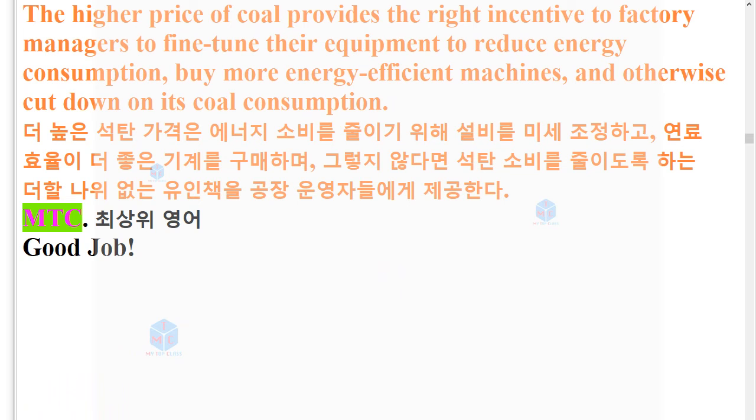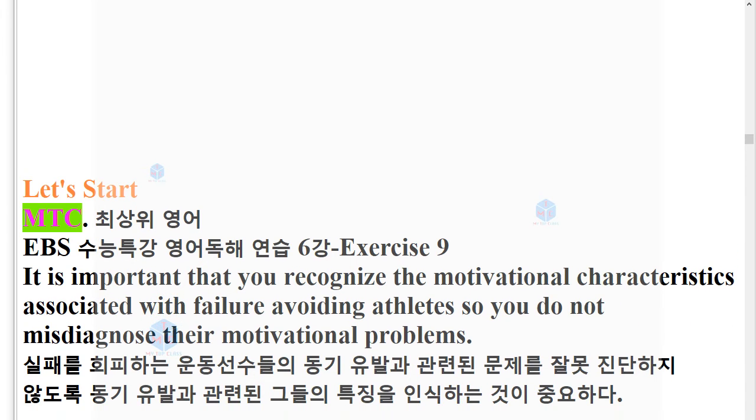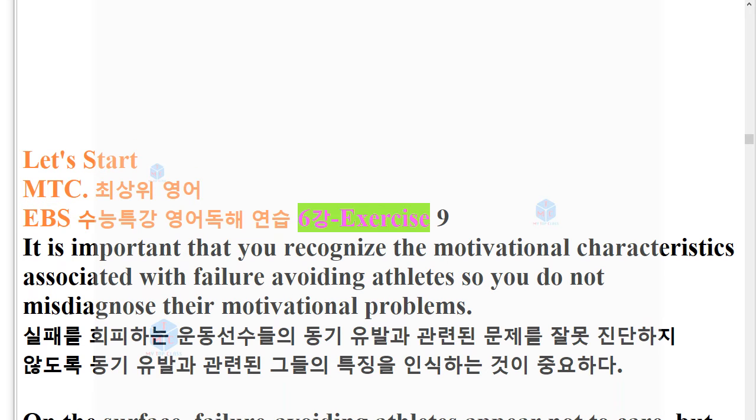Good job. Let's start. EBS 6 Exercise 9.